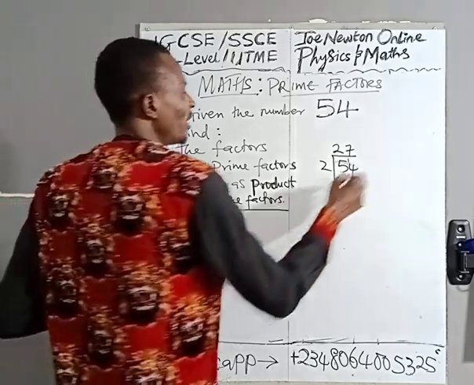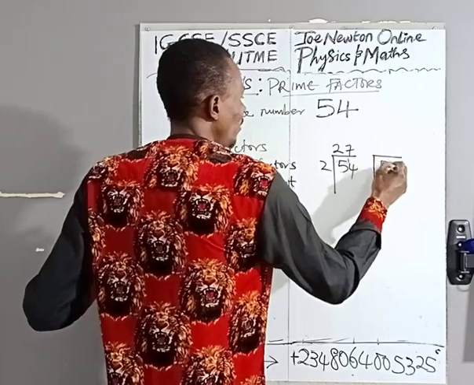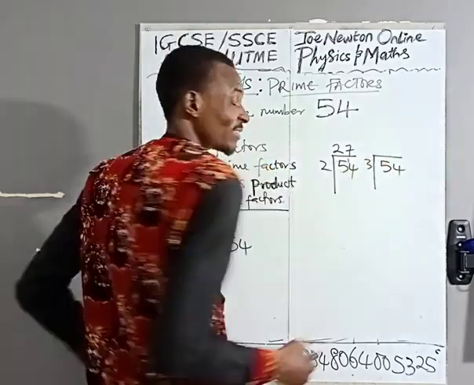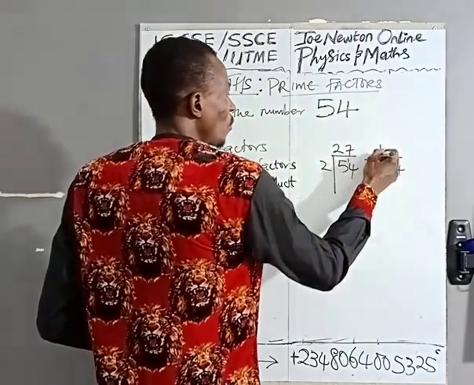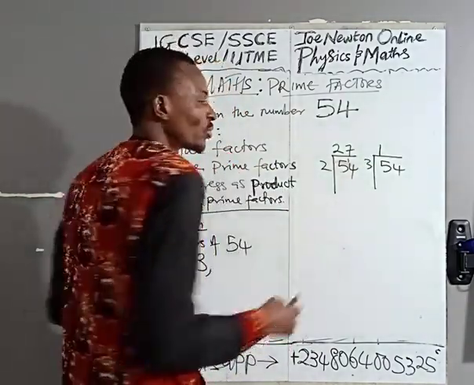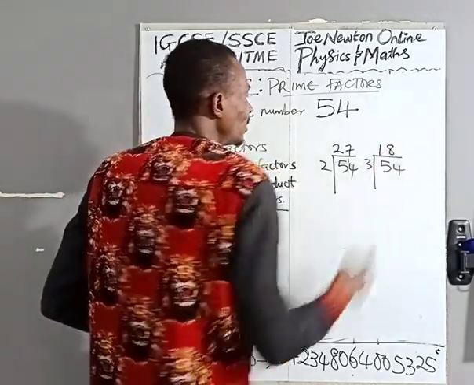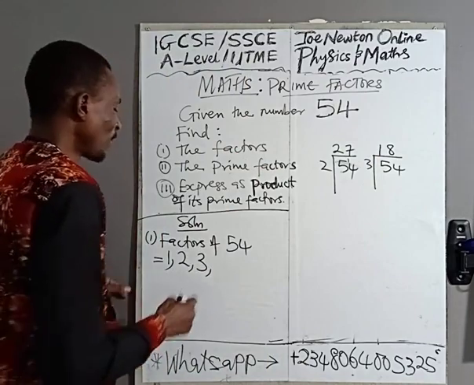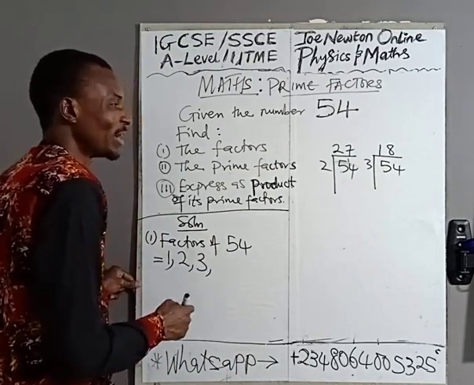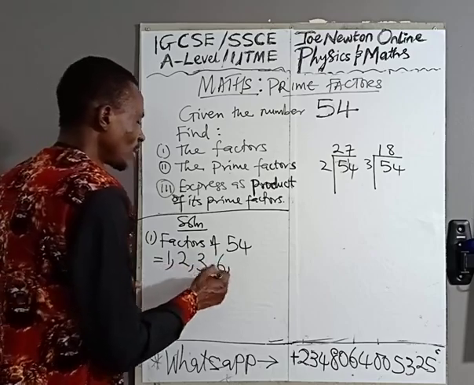The question is, when 3 divides, what do we get? 54 divided by 3. So we can also keep that as the other factor. 3 divides 5, you get 1, remainder 2. 3 divides 24, you get 8. So 18 is important. It is also a factor. You keep it reserved. So the next number that can divide into this is 6.